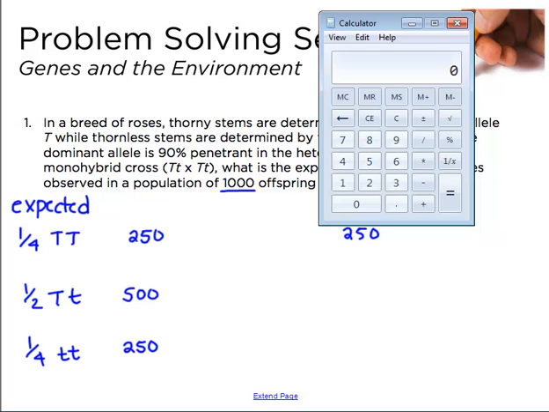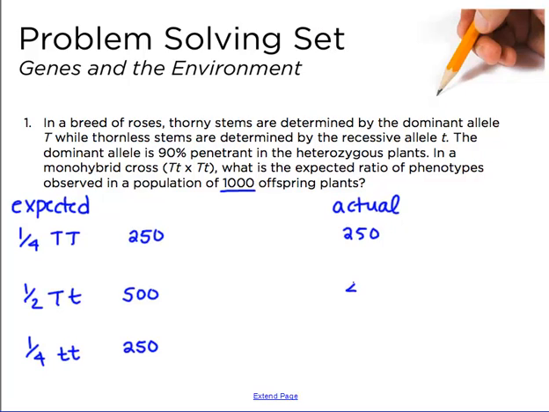So we'll do 500, which is what we were expecting, times 90%, and that gives 450 that actually have the thorn phenotype. Now that means that the other 50 do not have thorns, or are thornless, so we'll add them to the thornless little t little t, and that will give 300. So the total phenotypes, these two, which total 700, have thorns, and these 300 are thornless.